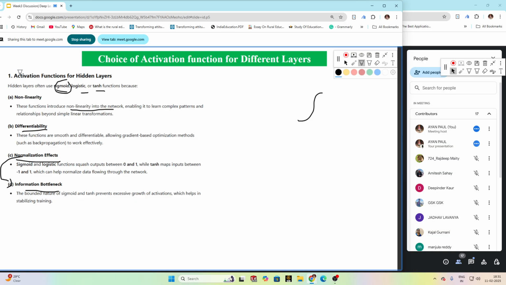Okay, so the activation functions that we use in the hidden layer are sigmoid, logistic or tanh. That is the sigmoid family, mostly. Logistic and tanh are the two important functions.